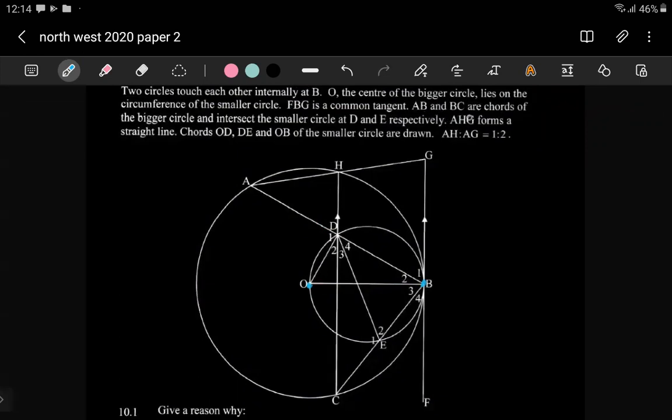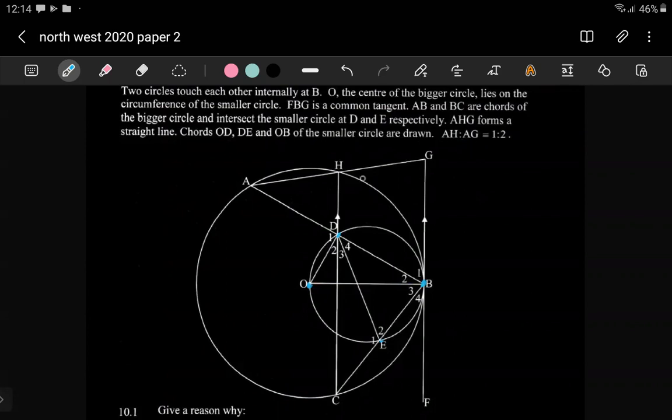Then it says AB and BC are chords of the bigger circle. Yes, they are. And they intersect the smaller circle at D and then at E respectively. So this sketch looks a bit cluttered, but it's fine. AHG forms a straight line. Chords OD, where's OD? There's a chord OD there. DE, and then OB, they're just chords of the smaller circle.